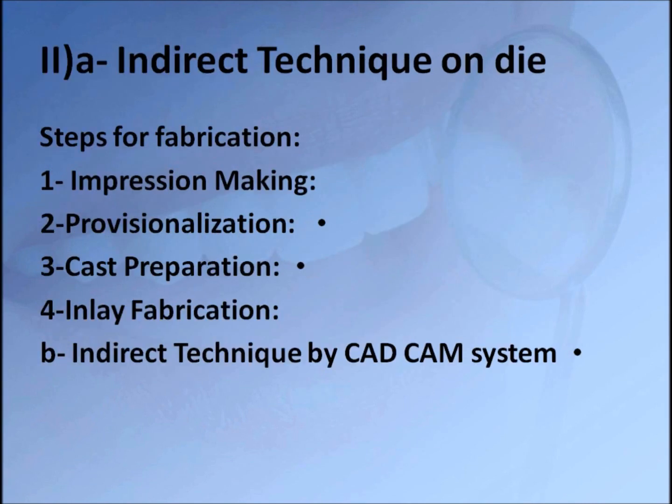Number 2. Indirect technique on die. The steps for fabrication include: number 1, impression making; number 2, professionalization; number 3, cast preparation; number 4, inlay fabrication. B. Indirect technique by GATCAM system.